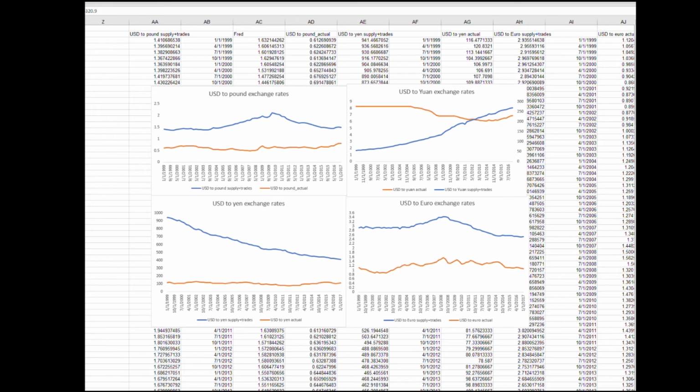Now the story of the day is for the USD to yen and USD to Chinese yuan exchange rate pairs. We see pretty big divergence between the two trends for the two exchange pairs. Take the USD to yen exchange pair. We see that the trend as indicated by the M3 money supply and trade importance has been in decline for a pretty long time now. But the USD to yen market exchange rate has remained stable throughout the time period.